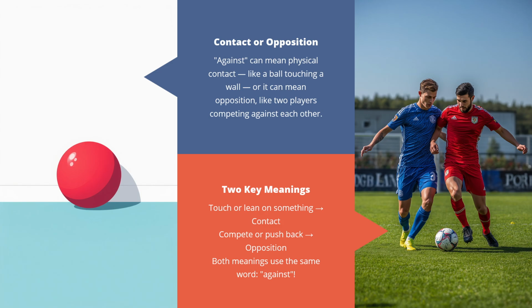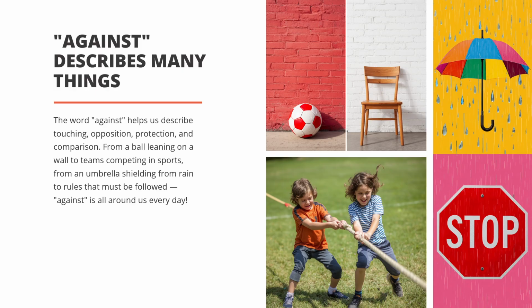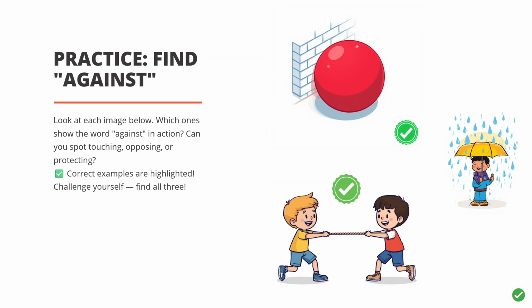Both meanings are important. The word against helps us describe many things. We use it for sports, rules, protection, and comparison. It is a very useful word. Now you know what against means. You can use it when you speak and write.